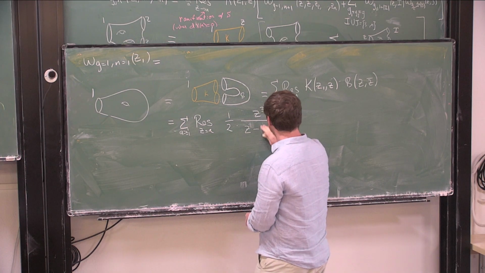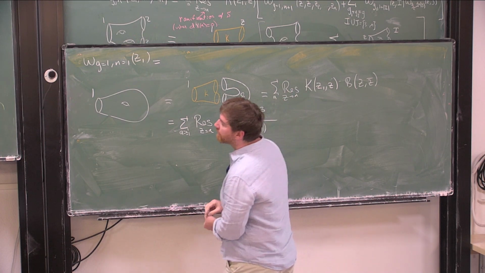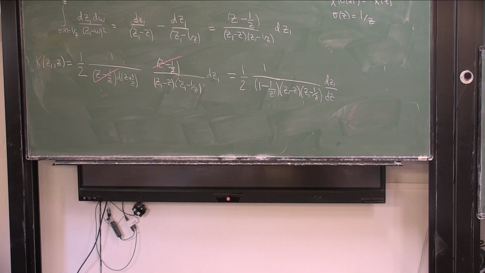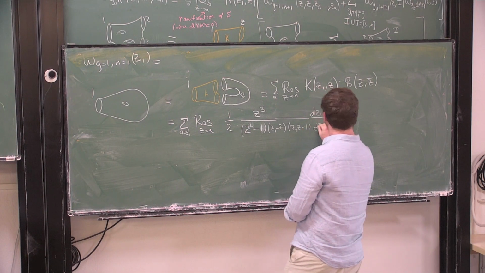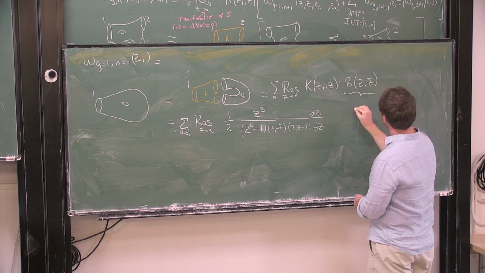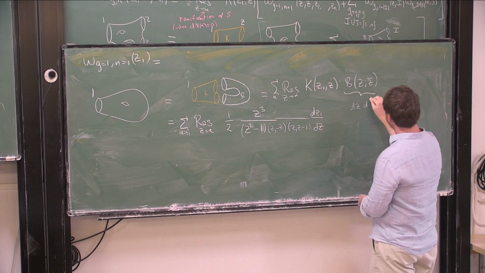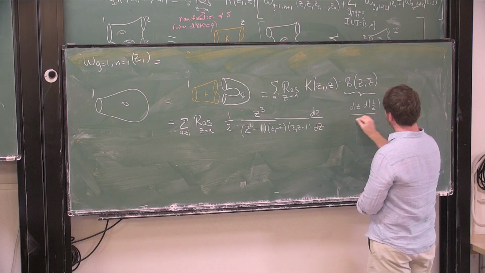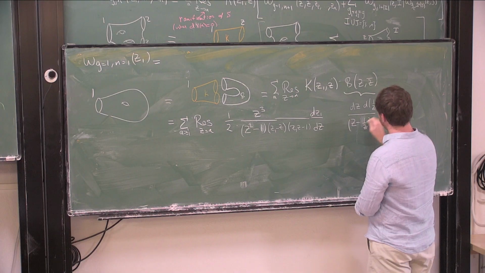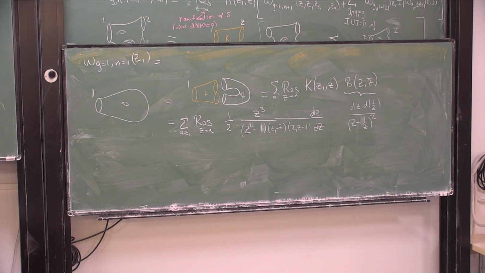z squared minus 1, dz1 over dz. Okay. And now, how about this recursion? How about this b? So this b, right, this is dz, d of 1 over z, z minus this guy, 1 over z squared.